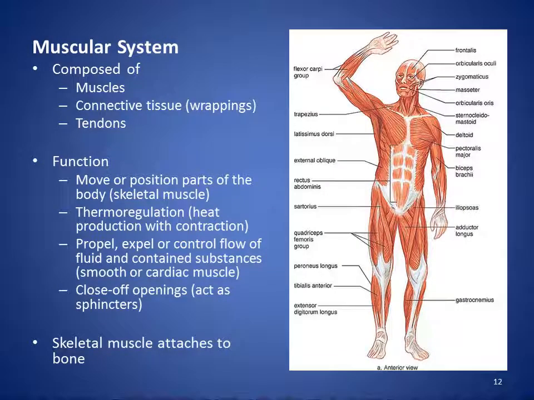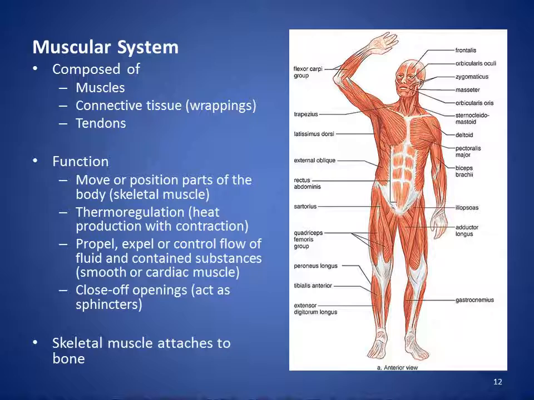The muscular system is composed of muscles, as well as the connective tissue wrappings of the muscles, and the tendons that connect the muscles to the bones. It functions to move or position parts of the skeleton or the body. Also, in thermal regulation, when muscles contract, they produce heat.